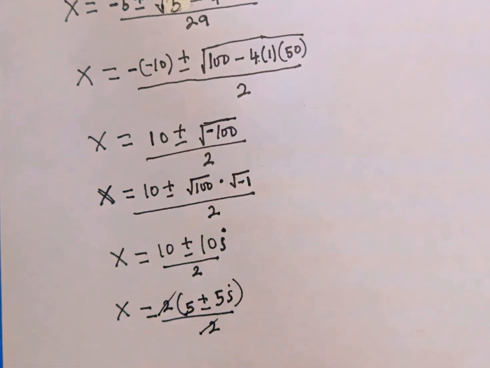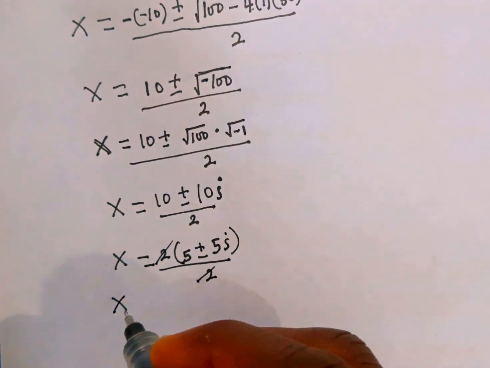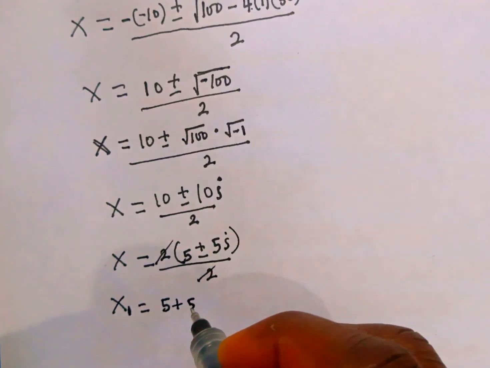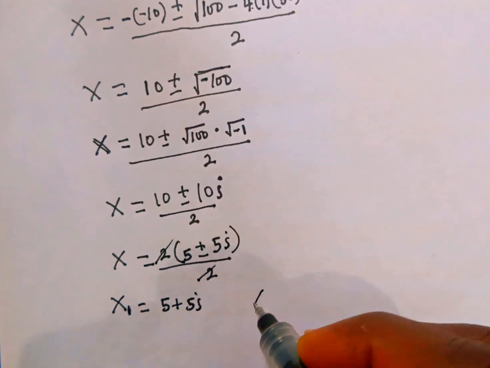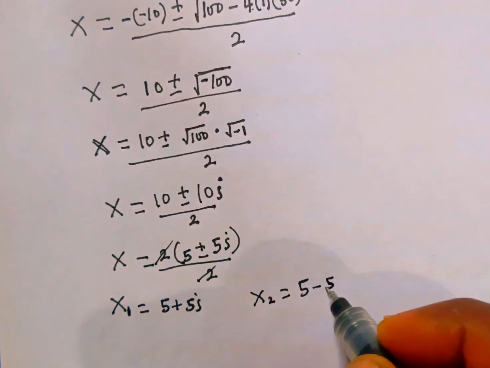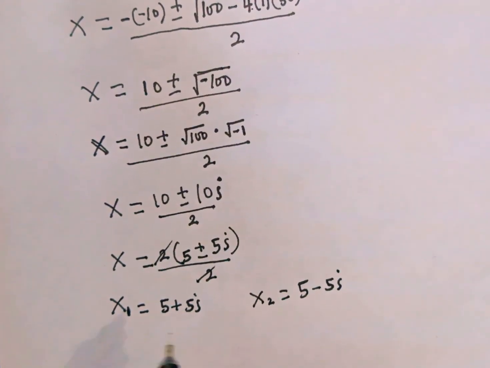So from here we can now have our two cases. Case 1, the value of x1, is going to be equal to 5 plus 5i, and case 2, which is x2, is going to be equal to 5 minus 5i. So now we solve the value of y for x1 and x2. Now, how are we going to get the value of y?